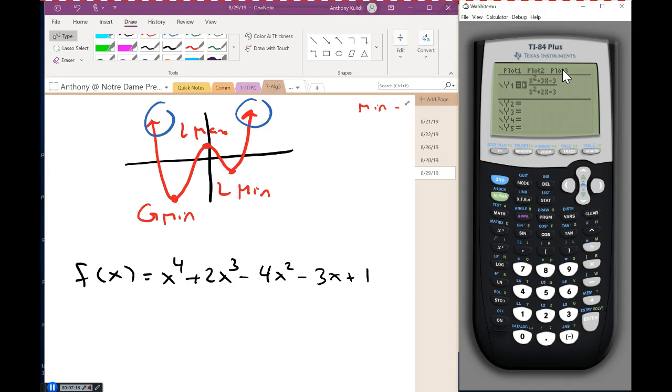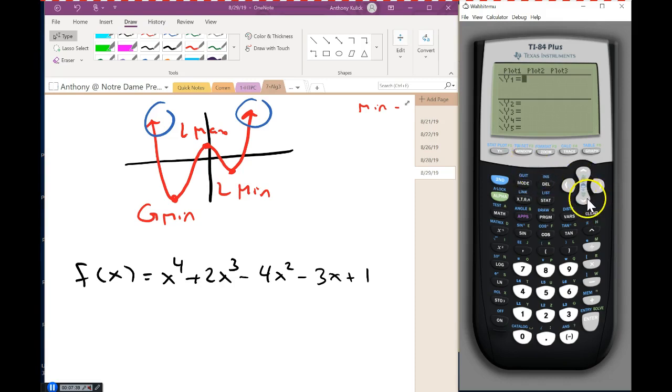The next thing I want to do is to make sure that I don't have anything else in my y equals menu that I'm not interested in graphing. So you'll see that I have a problem already entered in here. I want to get rid of that before I start. So I'm going to press the clear button, and that will just wipe everything on that line out. Notice the clear button is directly below the down arrow.